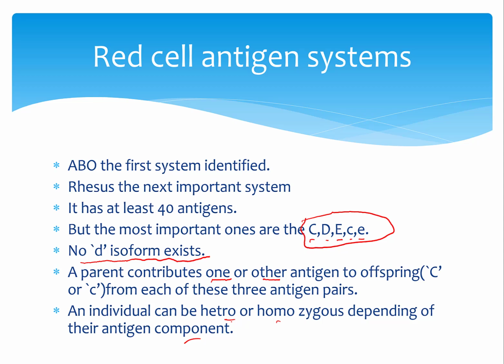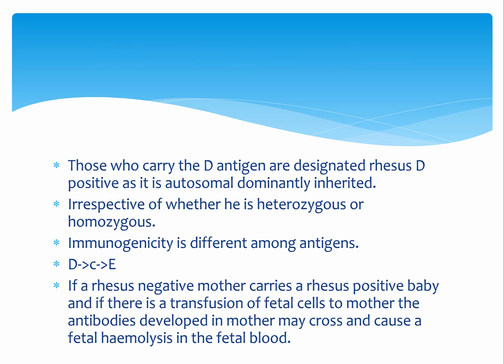Generally, when we do blood grouping, we don't look at it in that detail, but if it is necessary, we can subtype them in the blood banks to determine whether they are homozygous or heterozygous. Those who carry D antigens are designated Rhesus D positive, and it is a trait which is autosomal dominantly inherited.